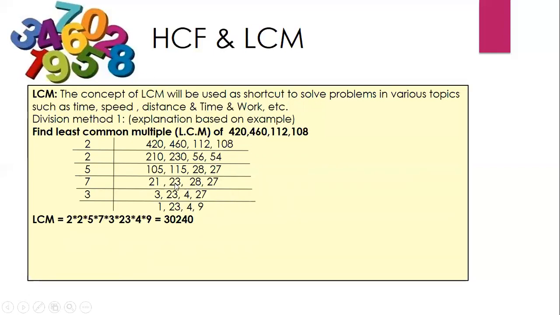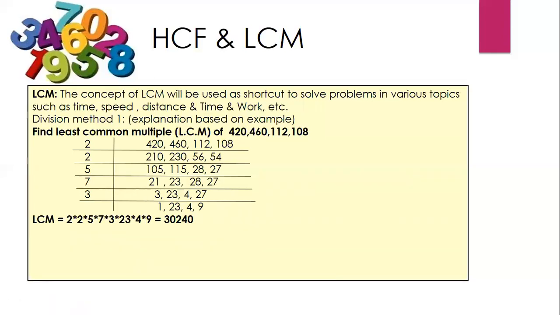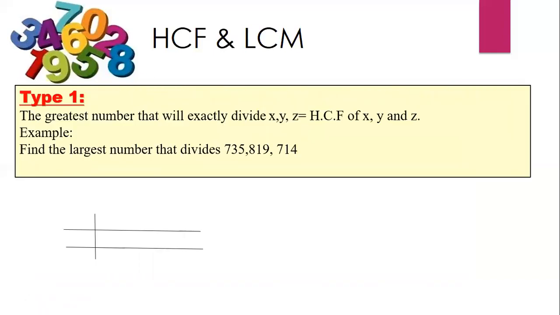Now 21 and 28 is divisible by 7. So we will get 3, 23, 4 and 27. Now 3 and 27 is divisible by 3. So 3 when it is divided by 3, we get 1, 23, 4 and 9. If we have to calculate the LCM, just multiply all the values from 2 to 9: 2 into 2 into 5 into 7 into 3 into 1 into 23 into 4 into 9. So we'll get 30240. Now we'll just go to the problems.